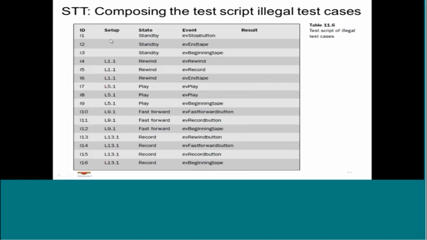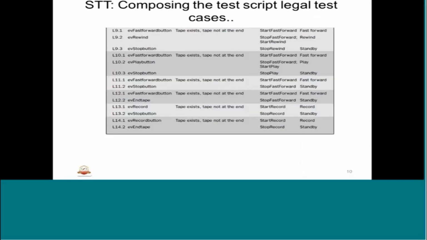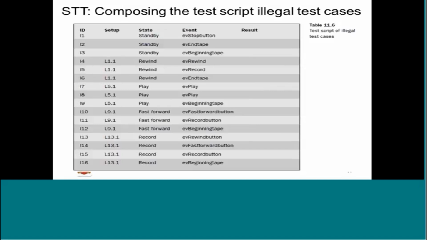And for the initial setup, we don't need to mention any ID because that is the default state. We are going to have the stop button at the end or beginning of the tape, which will not result in anything. So that is the illegal test case. Of course, we need to exercise illegal test cases also. So having both illegal and legal, we have the complete coverage of the state events.